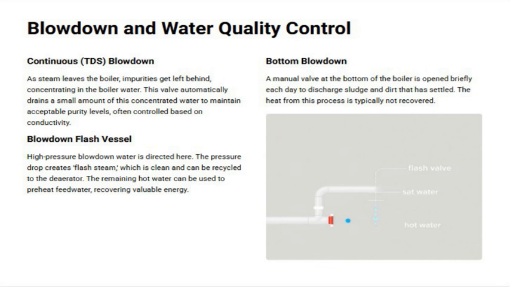Finally, there's the bottom blowdown. This is a manual process where a valve at the bottom of the boiler is opened briefly each day to discharge sludge and dirt that has settled at the bottom. Unfortunately, the heat generated during this process usually isn't recovered, so it's an area where we might look for potential improvements in energy efficiency. All these methods work together to maintain water quality and optimize boiler operation, which ties back to our overall goal of safe, efficient, and sustainable steam production.